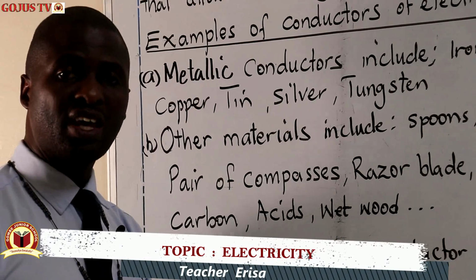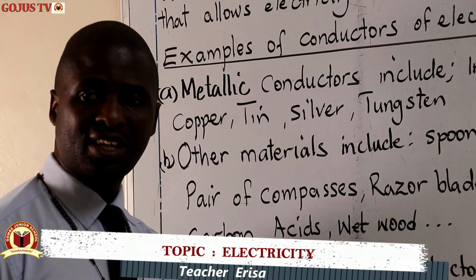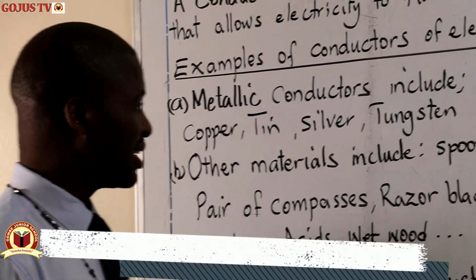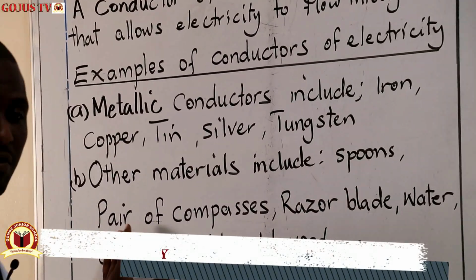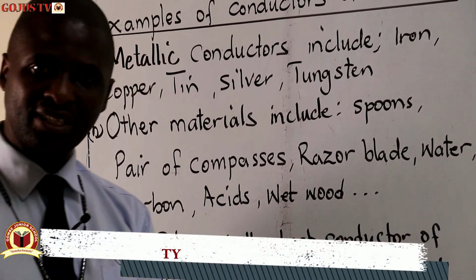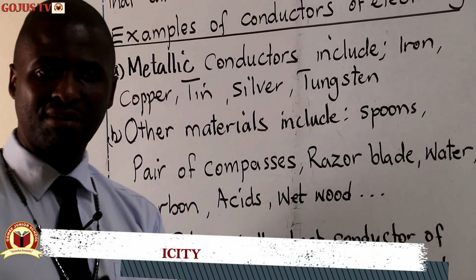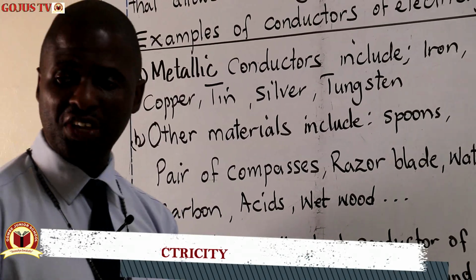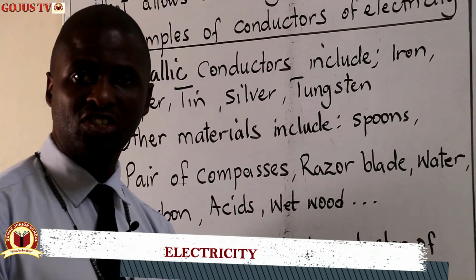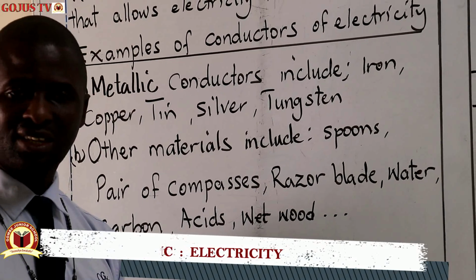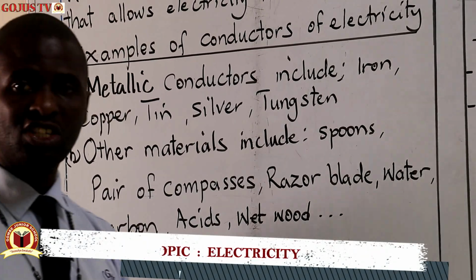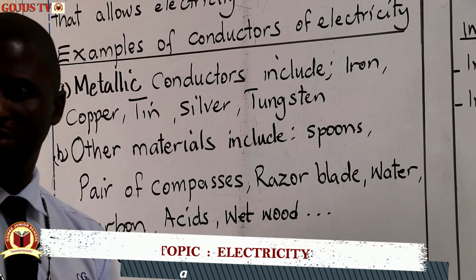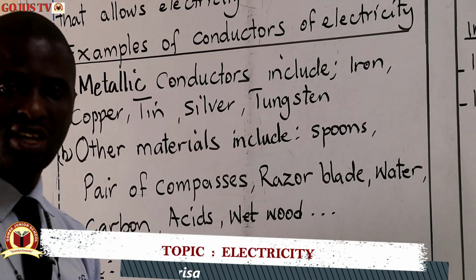We say you are electrocuted. So spoons, pair of compasses. There are those compasses in our geometry sets. Some of you use them to fix telephone chargers into sockets. Daddy says, please put my phone on charge, and the simplest material you have around you is a compass.